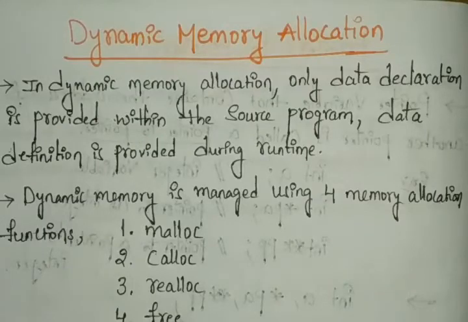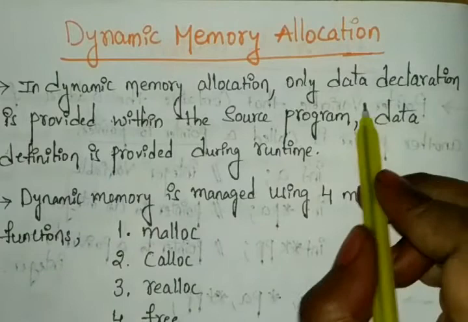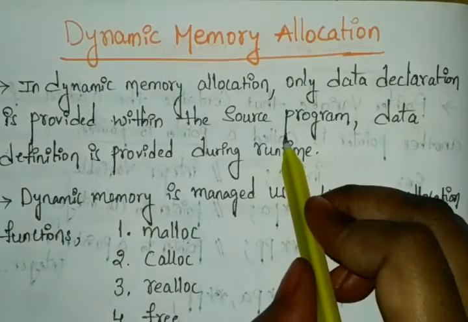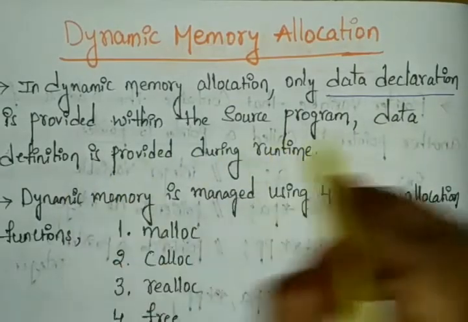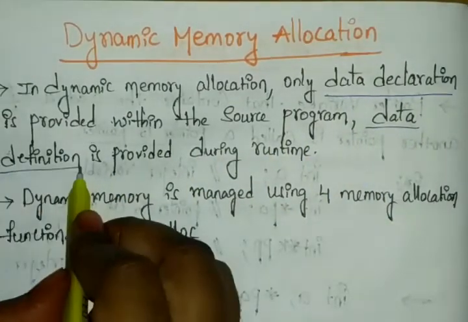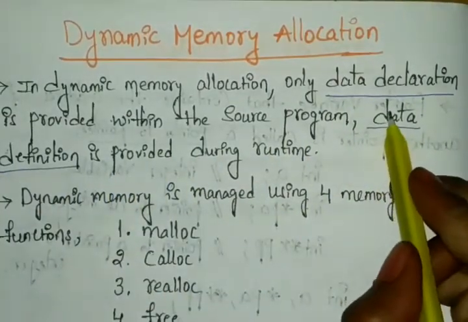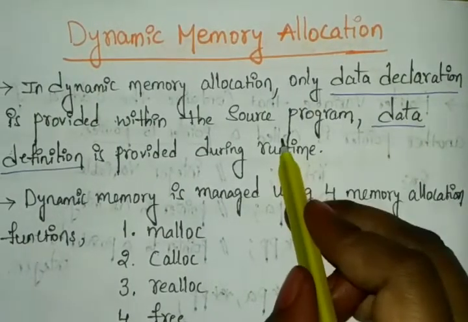Hello everyone. In this session we will discuss dynamic memory allocation. In dynamic memory allocation, the data declaration can be provided within the source program. Here we have the data declaration and next the data definition. So the data declaration is done in the form of the source program.